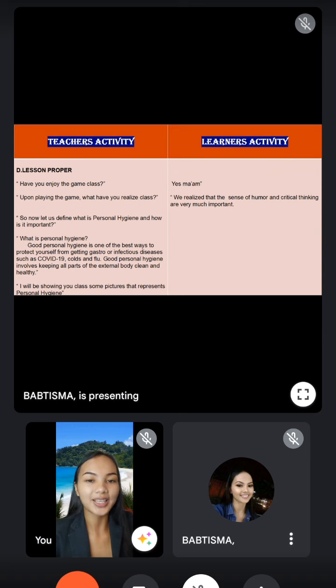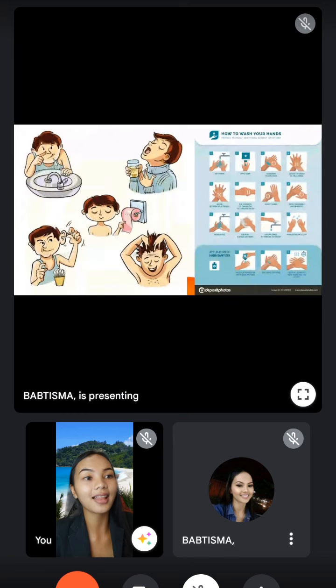So what is personal hygiene? Good personal hygiene is one of the best ways to protect yourself from getting gastro or infectious diseases such as COVID-19, colds, and flu. Good personal hygiene involves keeping all parts of the external body clean and healthy. So I will be showing you, class, some pictures that represent personal hygiene. So here is an example of personal hygiene. As you can see on the screen, there are different pictures of personal hygiene.